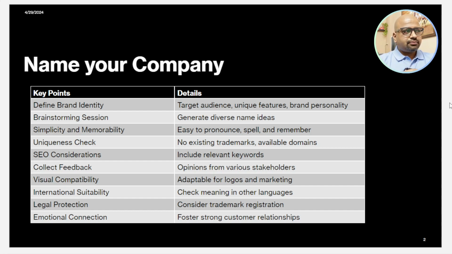Then comes simplicity, memorability, and spelling. People keep very difficult pronunciations these days, for example Sanskrit words. Sanskrit words are fine, but can your audience in the international market pronounce them? A few Sanskrit words are very easy, so there are no complications with those. But with a few Sanskrit words, even as Indians, it's very hard to pronounce them. In those cases, it will be a bigger problem.